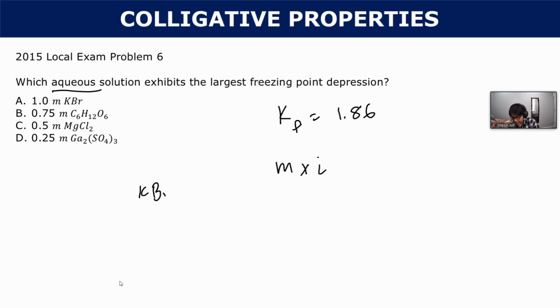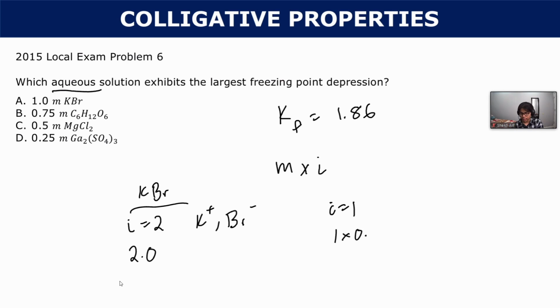KBr is a salt, so its Van Hoff factor is going to be the number of ions that it has. So it's going to break up into K plus and then Br minus. Van Hoff factor is 2, and so its molality times its Van Hoff factor is going to be 2.0. Okay, let's look at the next one. We see C6H12O6, a large organic molecule. Van Hoff factor is going to equal 1, right? And if we multiply that times its molality, we get 0.75. And so B can't be it because it's already smaller than our first option.